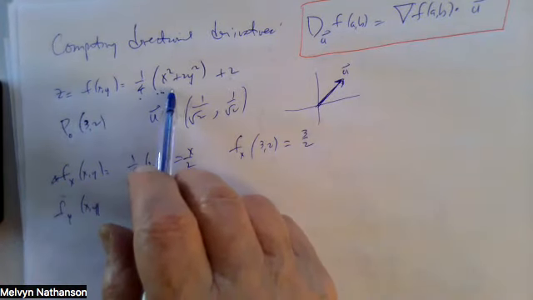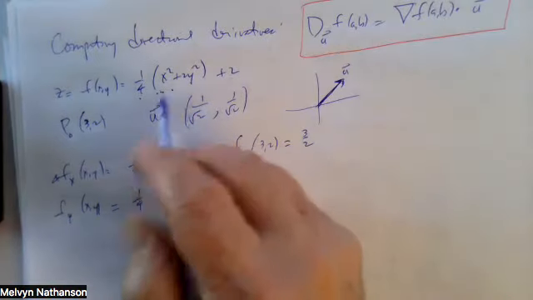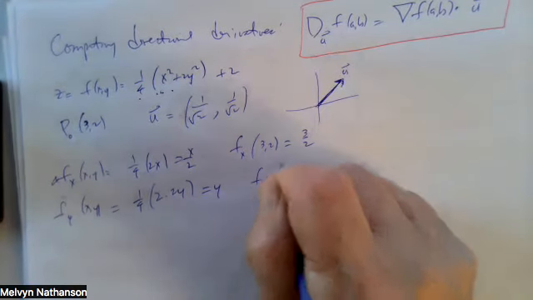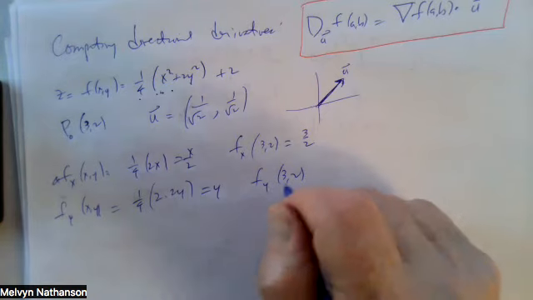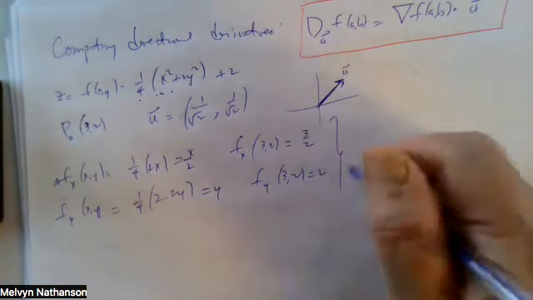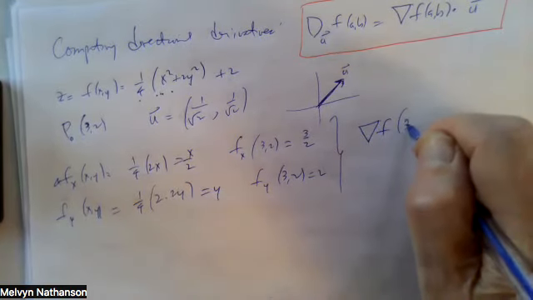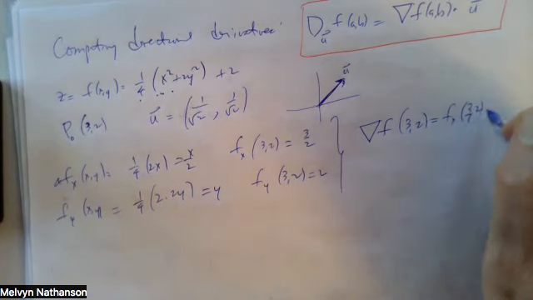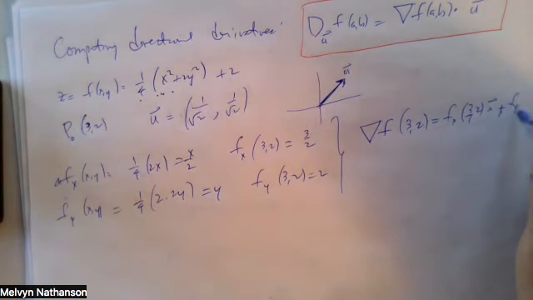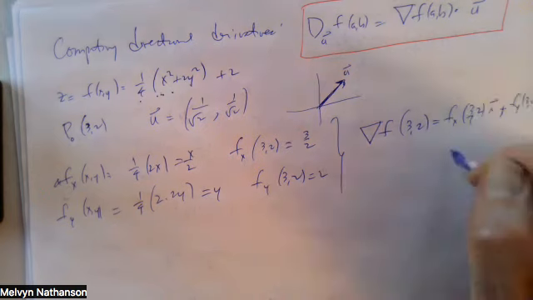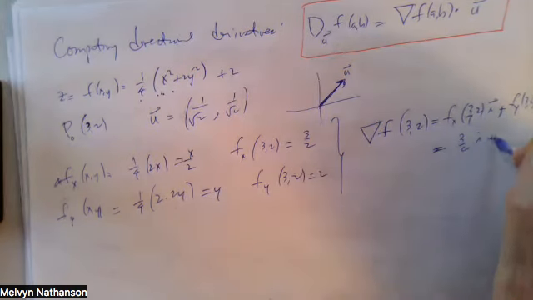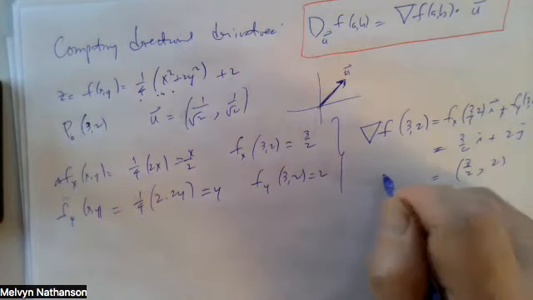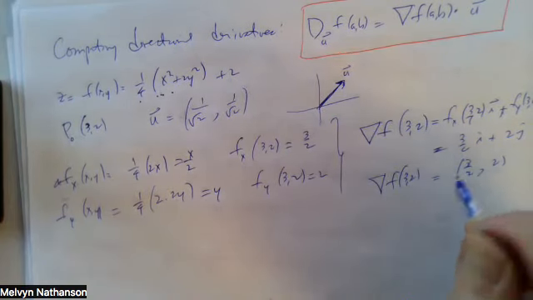The partial derivative of this function with respect to y is 1/4 times the derivative of 2y squared, which is 2 times 2y. That's equal to y. So the partial derivative of f with respect to y at the point (3, 2) is 2. So the gradient of f at the point (3, 2) is fx at (3, 2) i plus fy at (3, 2) j. That's 3/2 i plus 2j, or if you just want to write it as coordinates, (3/2, 2). That's the gradient of f at (3, 2).